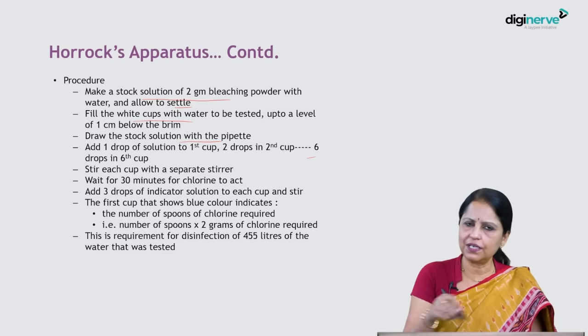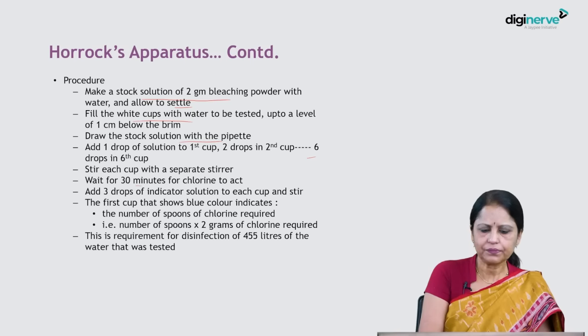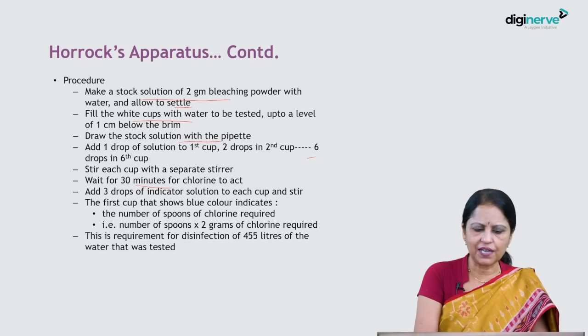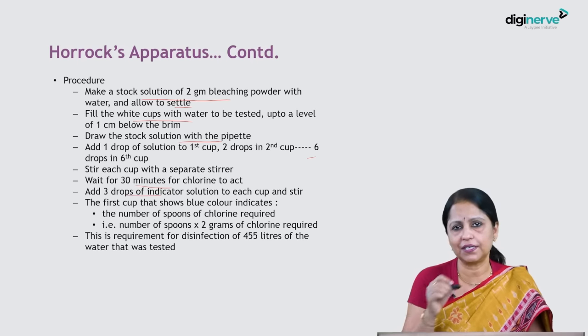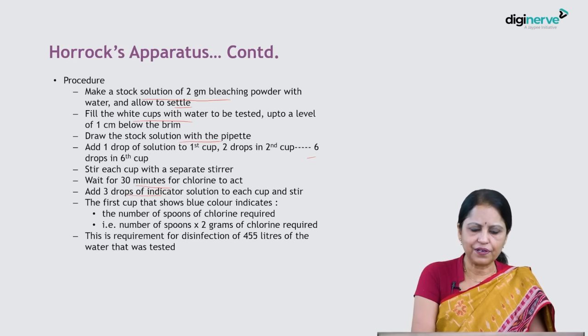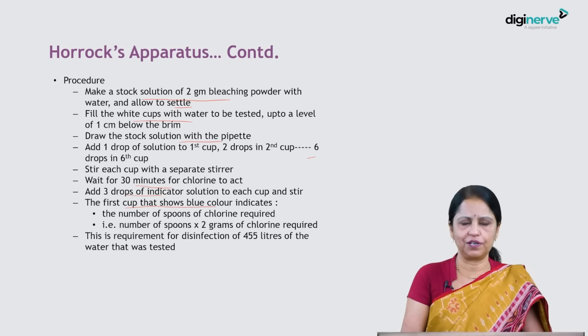And then we stir each cup. We use a separate glass rod for each cup, there were 7 glass rods, to avoid any contamination from one to the other. Then we let them settle for 30 minutes. After that, we add 3 drops of the indicator solution to each cup and stir again. And then the first cup that shows blue color indicates the amount of bleaching powder needed.